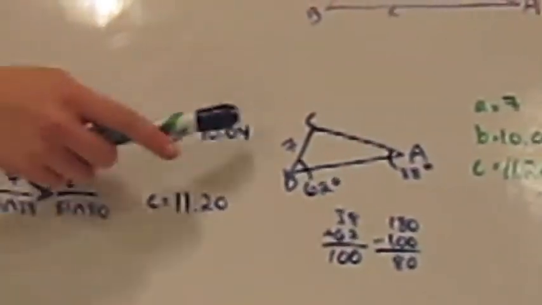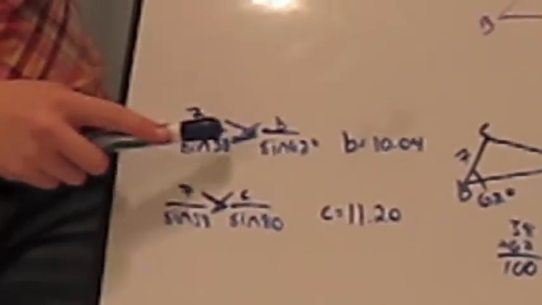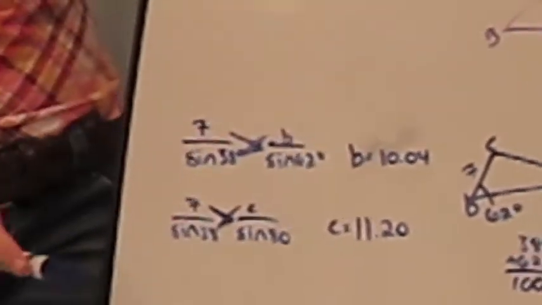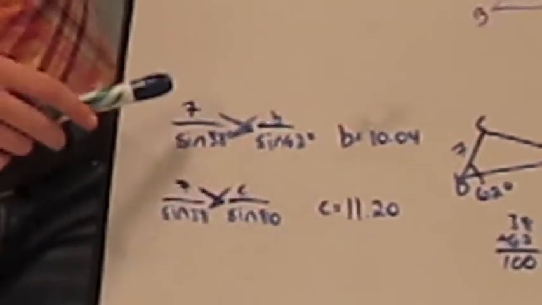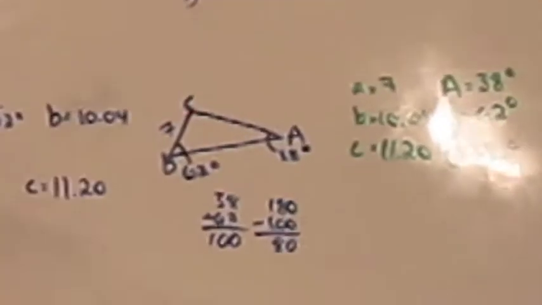So if we take this example where A is 38 degrees and B is 62 degrees and a is 7, we do 7 over sine of 38 equals b over sine of 62. And you do the normal proportion, so 7 times sine of 62 divided by sine of 38 equals b, which is 10.04. So you can fill that in, and then you add up the angles, and you get 100. And so 180 minus 100 is 80. So that is your angle measure for C.